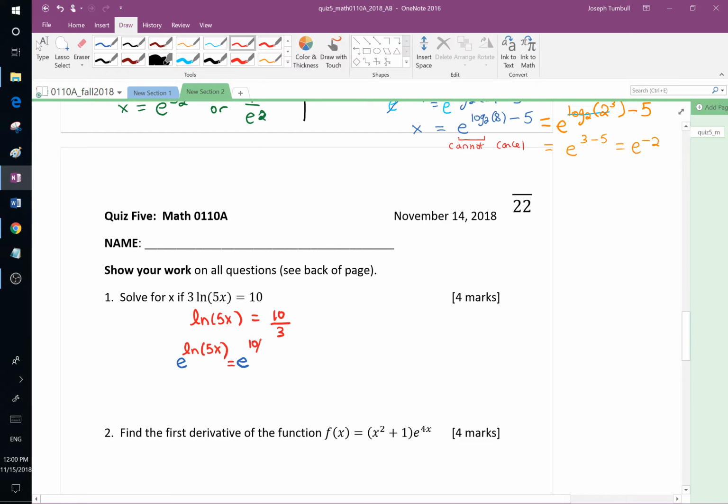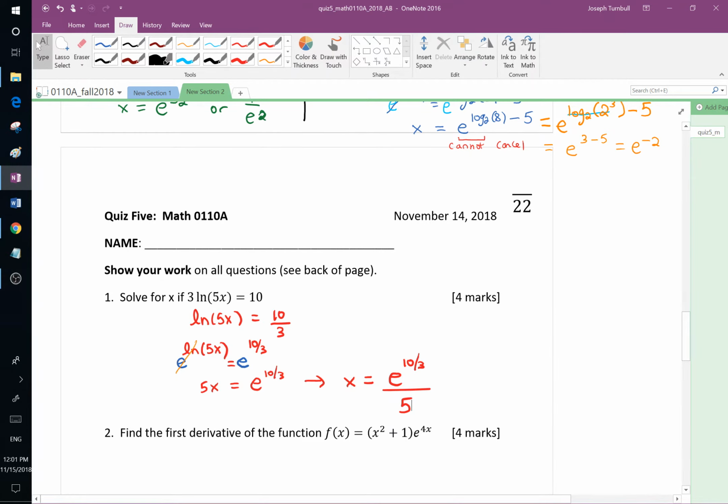So e to the 10 over 3. On the left hand side, the e and ln cancel. So we have 5x is equal to e to the 10 over 3. And then we want to divide both sides by 5. So x is equal to e to the 10 over 3, all divided by 5.